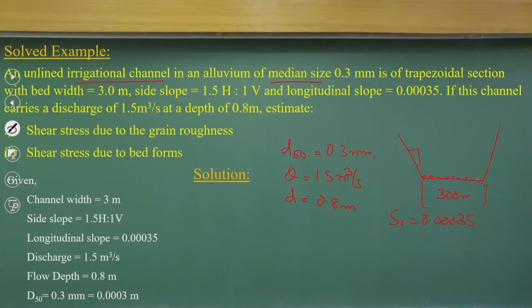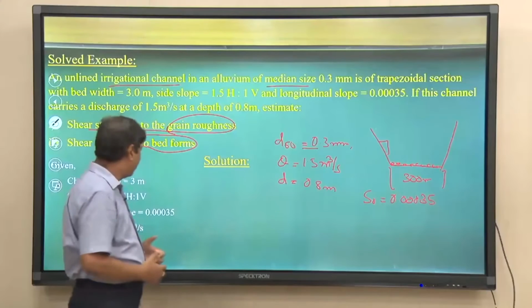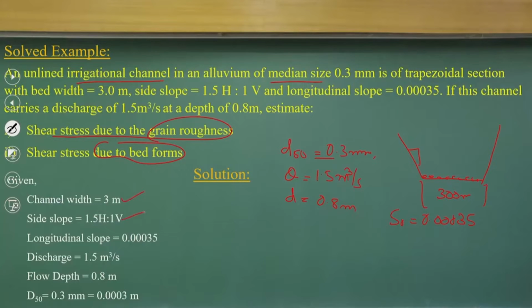So, we need to estimate the shear stress due to the grain roughness, whatever the D50 particles are giving as resistance for us. Also from that, compute the shear stress due to bed forms. So, the bed forms are there and the grain roughness is there. We will do a simple calculation, and this is the data which is there. You can see the same data is highlighted here.